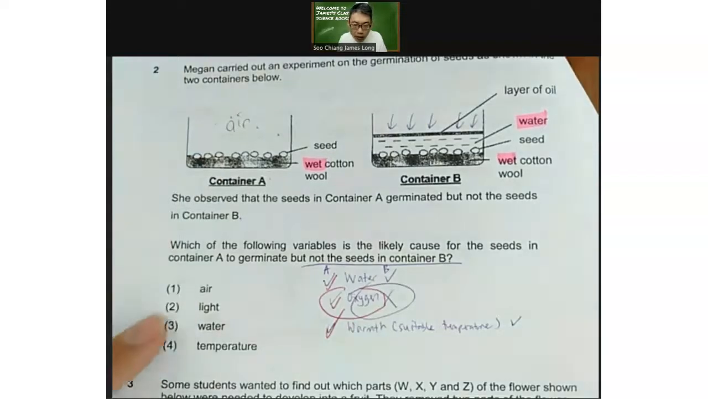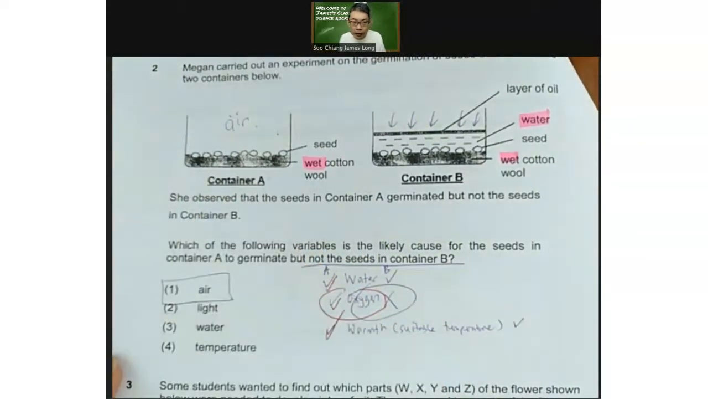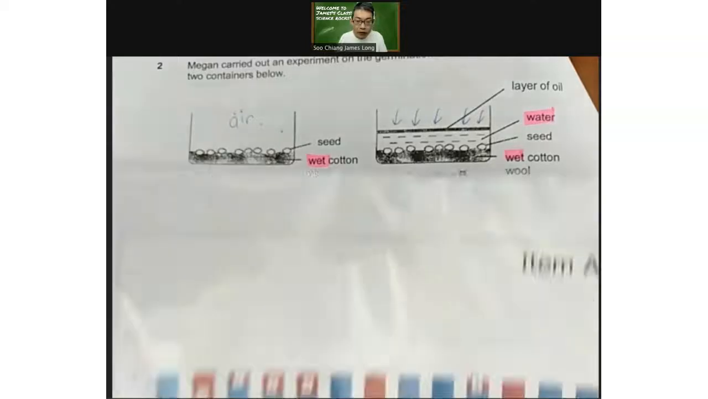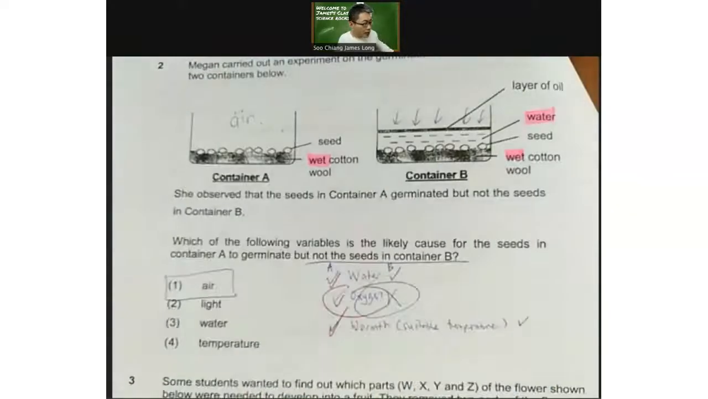Now there's no oxygen here. The best possible answer here will be air. So for question 2, answer is 1. And for my class, there are a few of you who got this wrong. So the few who got this wrong, do make sure that you are able to understand this.